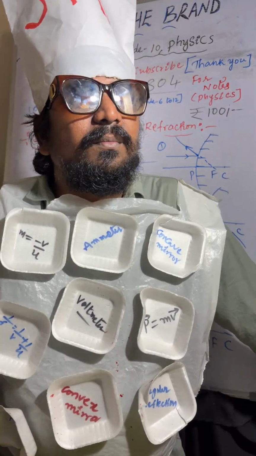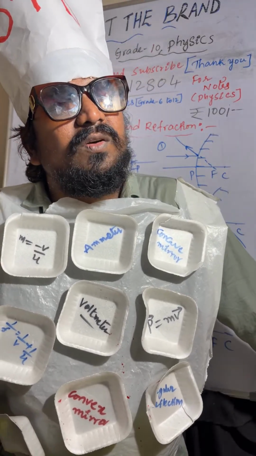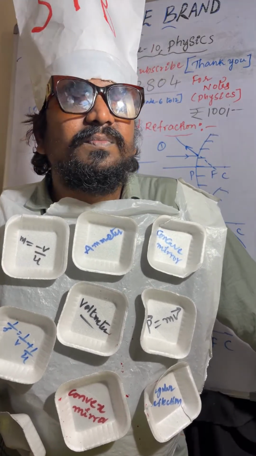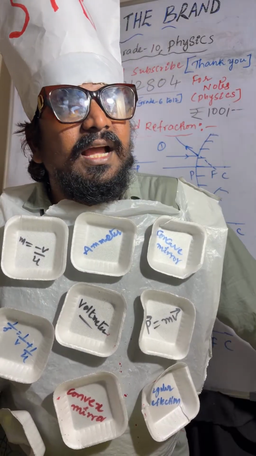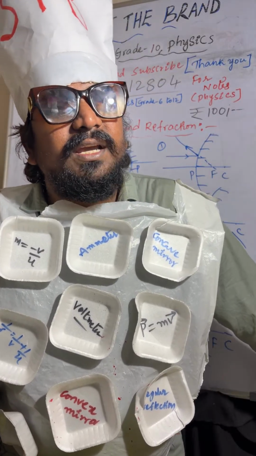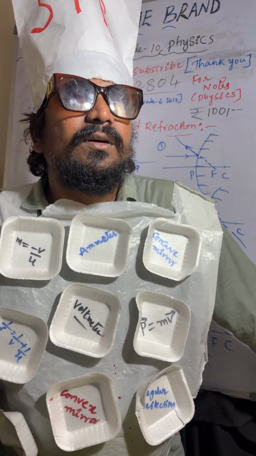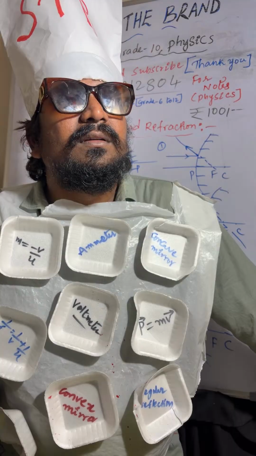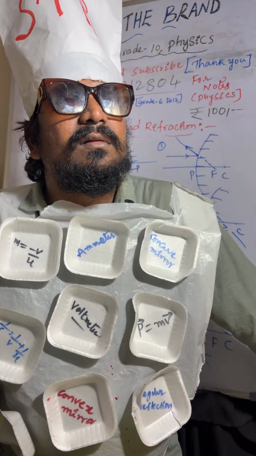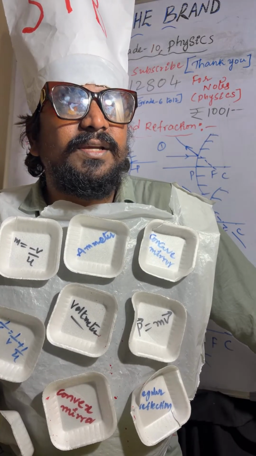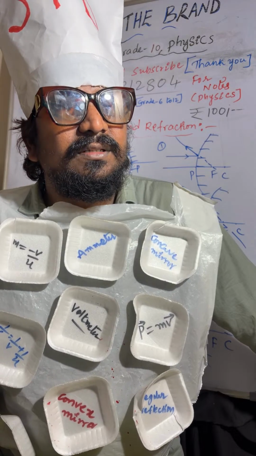And the next one, the mirror formula: 1 by f equals 1 by v plus 1 by u. Magnification: height of the image by height of the object equals minus v by u. Okay. So that is about concave mirror, image formations and ray rules.